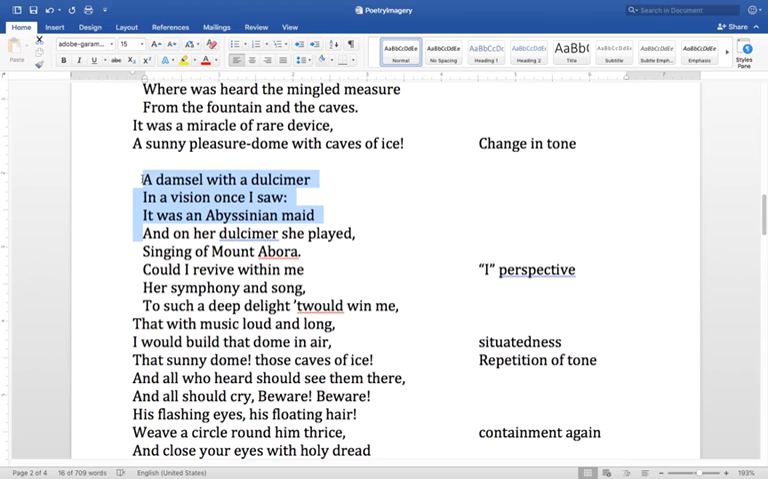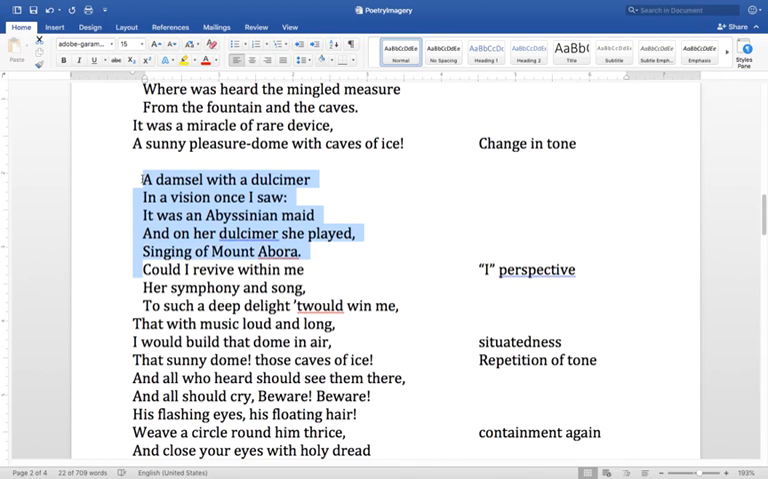And that's the reason why I'm teaching this as an example of imagery in poetry. There's an extreme amount of control in the choice of words that he uses to evoke these images. This is a world that can come alive for us in our mind's eye because of the choice of words that Coleridge uses. A damsel with a dulcimer in a vision once I saw.